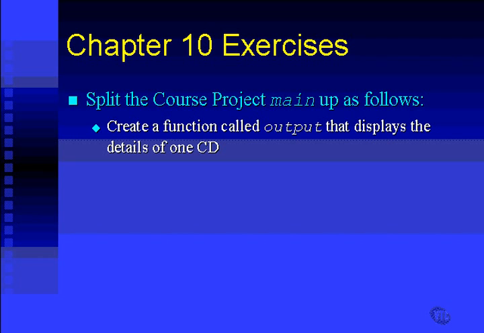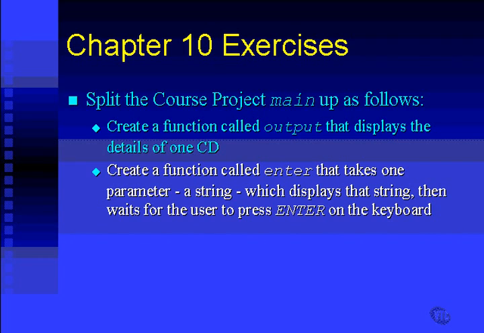I want to create a function called output that displays the details of one CD. You will need to pass in the details of that particular CD. In other words, you'll need to pass in the artist and the title and the number of tracks and whether it's an album or a single and the price. You'll have to pass in all of those things and then you'll have to display them accordingly. Shouldn't be too difficult.